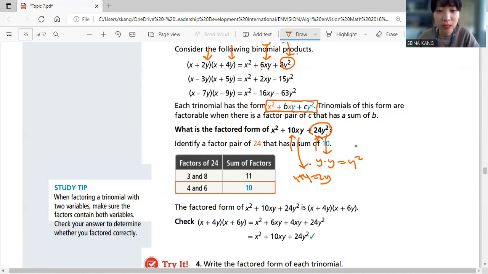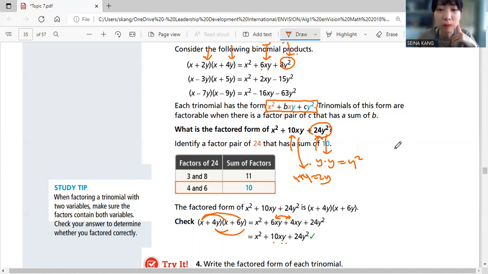And you can check. x times x is x squared. x times 6y is 6xy. 4y times x is 4xy. 4y times 6y is 24y squared. You add the like terms, 6xy and 4xy, you get 10xy. And it's the same as your original polynomial, right?